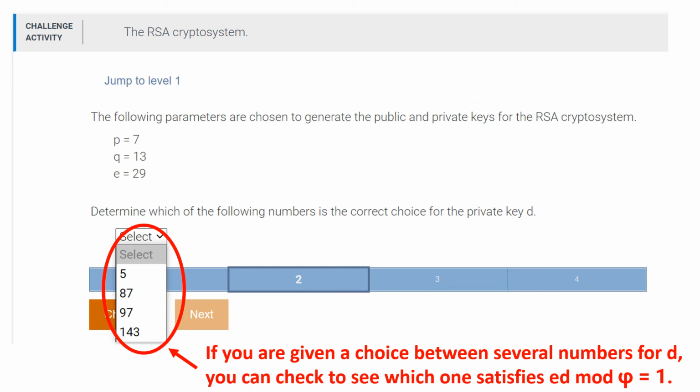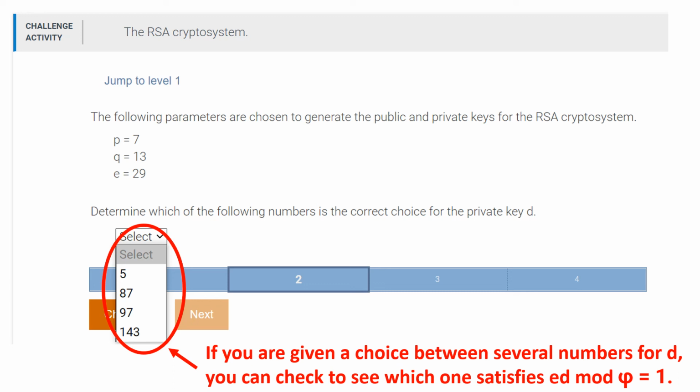Okay, so there's one more thing I'd like to talk about, and that is this challenge activity that's in this section. It says the following parameters are chosen to generate the public and private keys for the RSA Cryptosystem. They give us a P, they give us a Q, and they give us an E. Then they say determine which of the following numbers is the correct choice for the private key D.